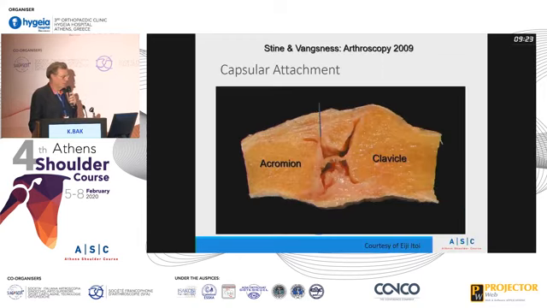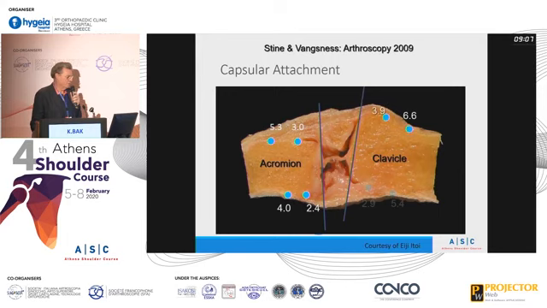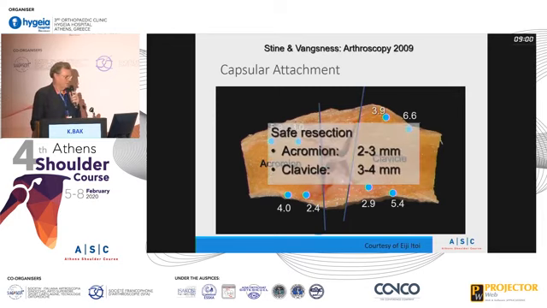What we should be aware of is the insertion of the AC ligament. The superior AC ligament is inserted from 3 to 5.3 millimeters in the acromion, and the inferior ligament from 2.4 to 4 millimeters. So it's very close. When you look at these figures, you can see if you resect more than a centimeter, even more than 7 millimeters of the distal clavicle, then you end up with too big a resection that may end up in horizontal instability. So this is the safe resection, very conservative.